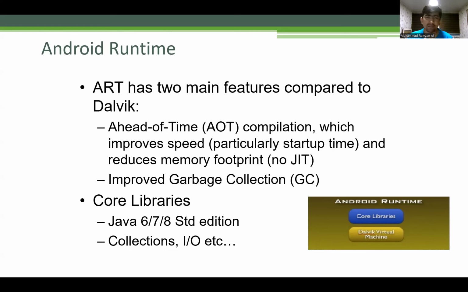It also has two main features compared to Dalvik. The first is ahead of time compilation, which improves speed, reduces memory footprint, and improves garbage collection. And in this architecture, the core libraries are Java and collection, IO, etc.